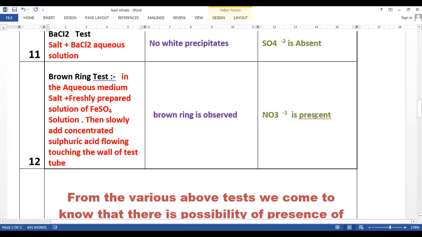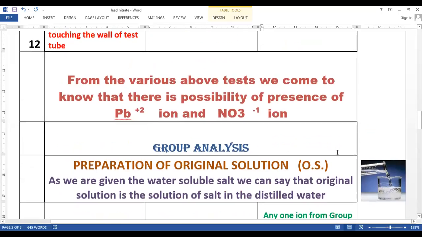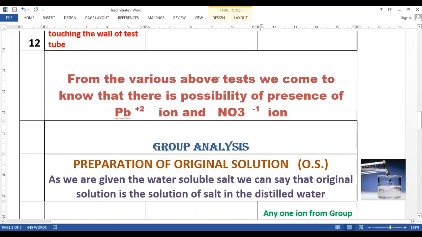This brown ring actually tells us the presence of the NO3 minus ions. So my dear students, we have NO3 minus ion present with us. Now from the dry test and the wet test, we can have a rough idea that there is a possibility of presence of the Pb+2 ion and NO3 minus 1 ion.